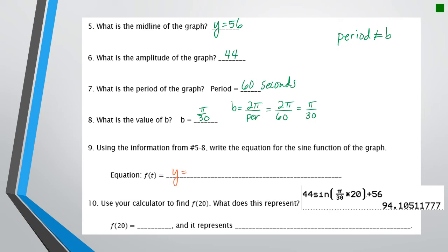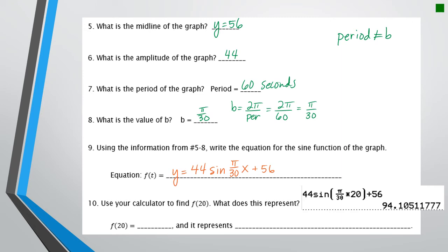So we have to make sure we put in sine instead of cosine when we write this out. Amplitude goes first, so I have 44, and then I have sine bx. My b value is 30, so I'll put in pi over 30, and then the x. And the last thing we write is our midline number, which is positive 56.